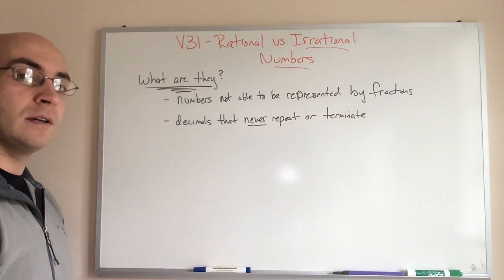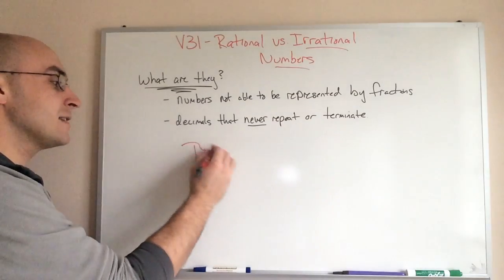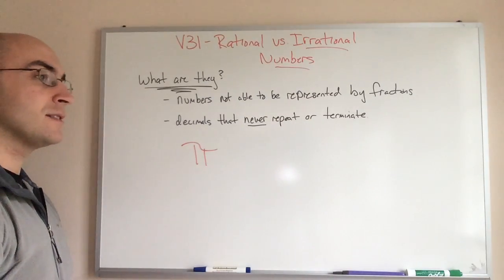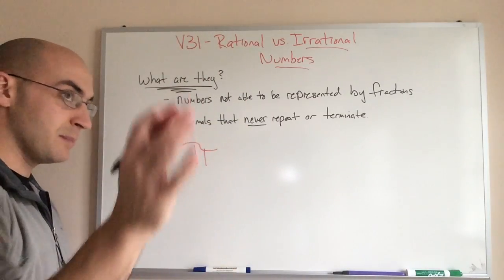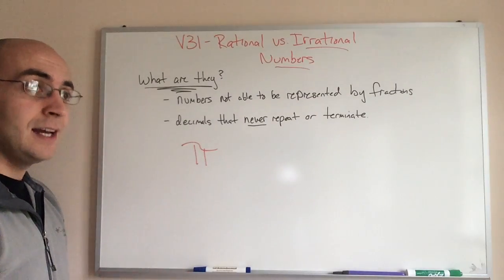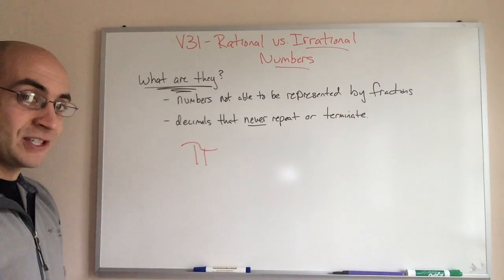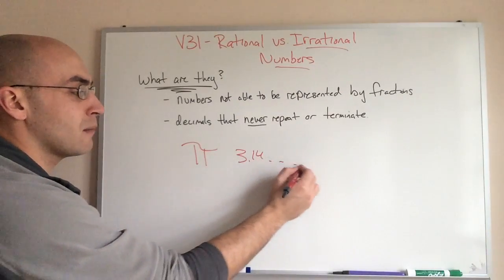So let's talk about an example of an irrational number. Pi is the best known one because above my door in the classroom there's this big poster. It's not really that big, but it goes to the 1500th digit of pi. It never repeats and it never terminates. It goes on forever. So it goes like 3.14, blah, blah, blah.